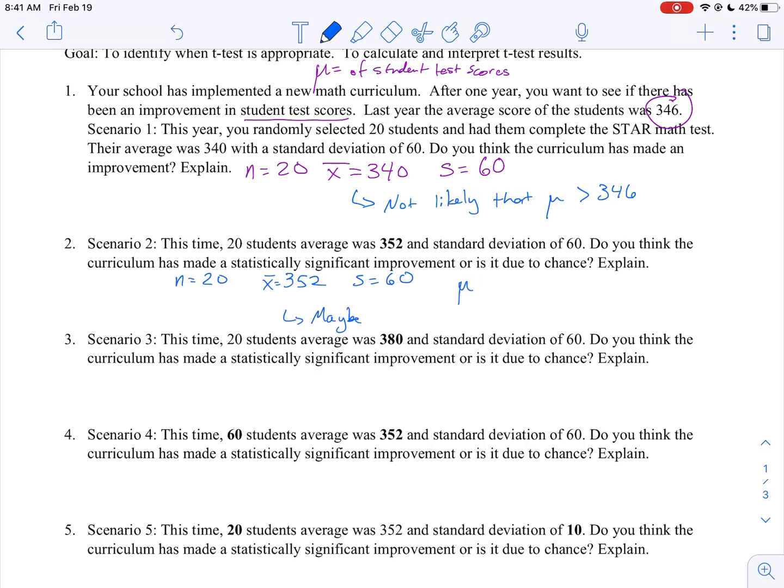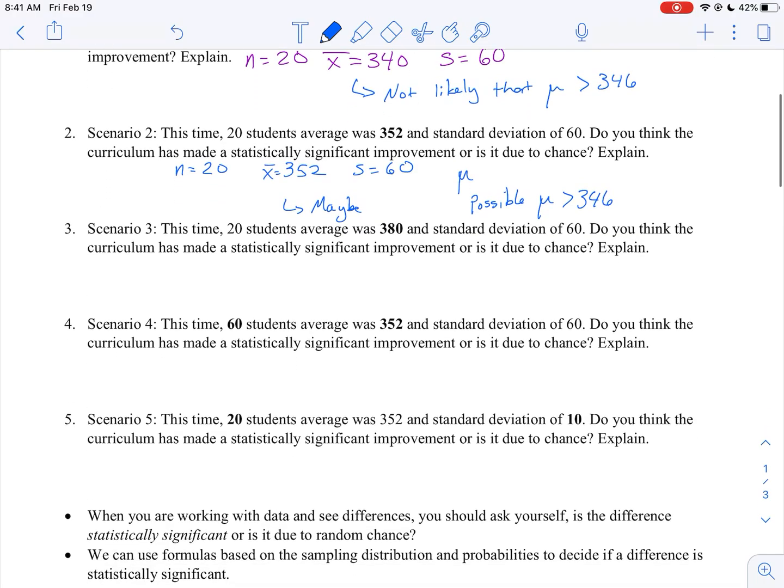It's higher than 346, but just due to random chance, we could have gotten a sample of high scores. And so it's possible that mu is greater than 346. But we can't be certain. It could just be that we got some scores that were really good in our sample, and it's just due to chance. Take a look at scenario 3.